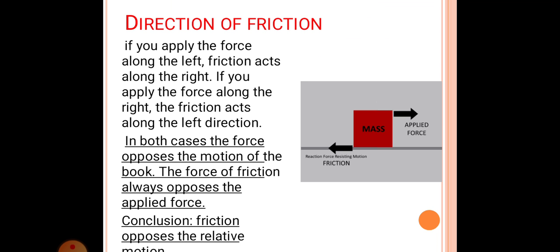Direction of friction. To understand the direction of friction, if you apply the force along the left, friction acts along the right. If you apply the force along the right, friction acts along the left. Conclusion: friction is a self-adjusting force and always acts opposite to the motion and parallel to the surface in contact. The nature of friction is always opposing the relative motion.